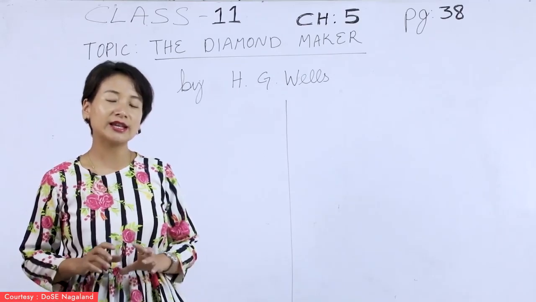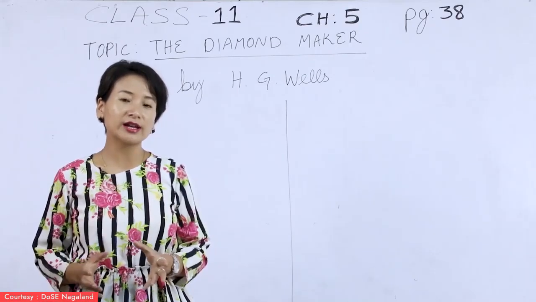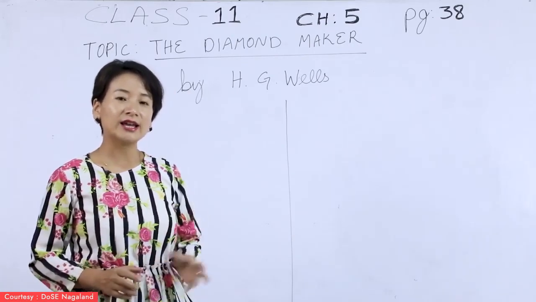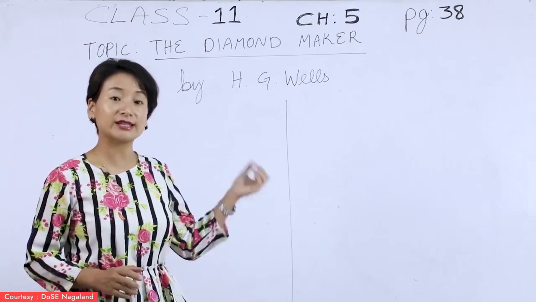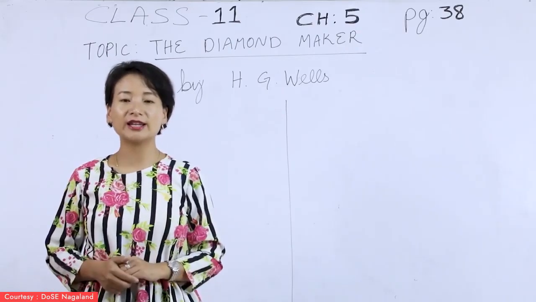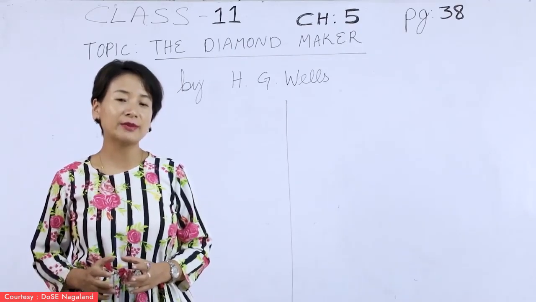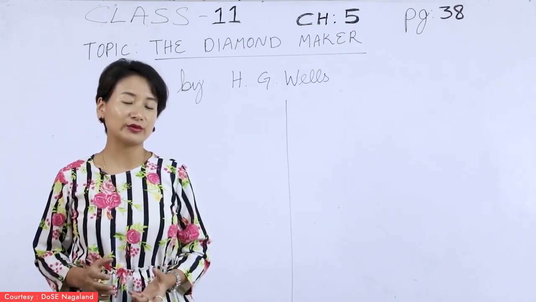So in his diasporic work, as well as in science fiction, as well as in his short stories such as The Diamond Maker, you would find that he writes with a very pessimistic point of view, but at the same time, there are a lot of ironies that you would find here.